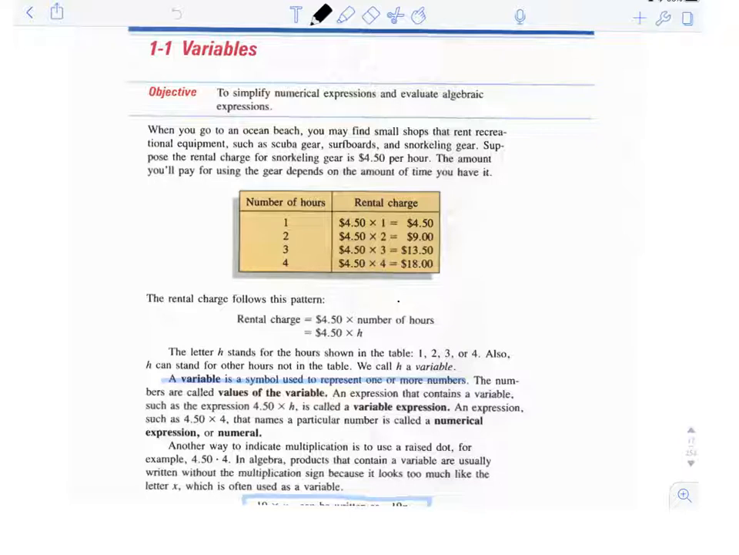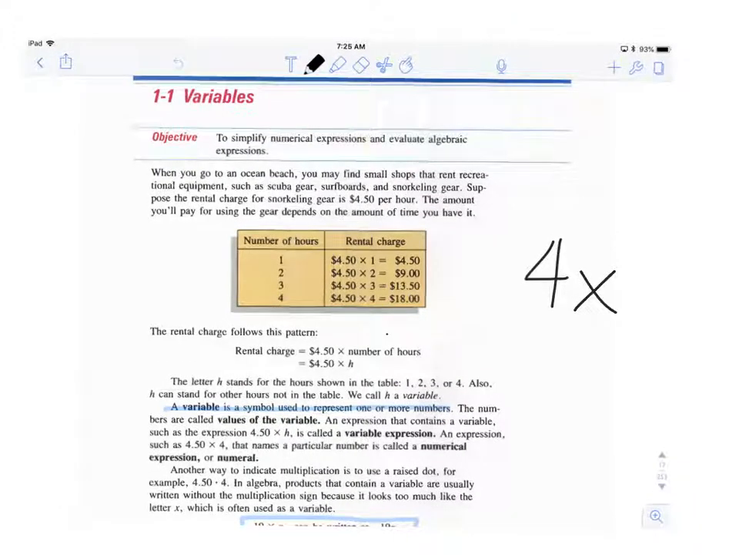A variable is just a symbol that's used to represent one or more numbers. When you have a variable expression, you're going to have a letter in it. So for example, an example of a variable expression could be 4x, or it could be x plus 2. This is an example of a variable expression. It has a letter in it.